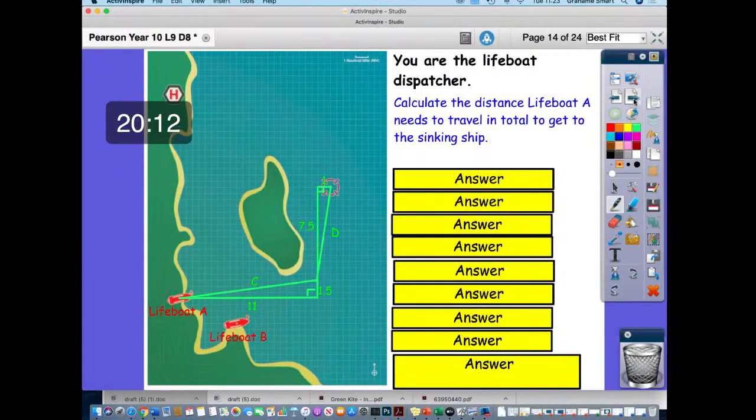So let's have a look at these Lifeboat A calculations that you can see here. I want you to calculate the length Lifeboat A has to travel to get from its rescue station to where the sinking ship is. Okay, off you go. I'll give you a few minutes on this one.